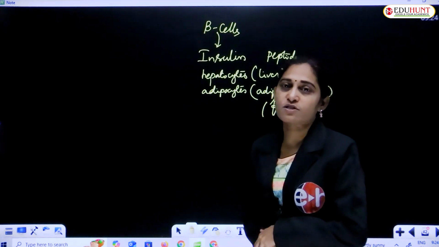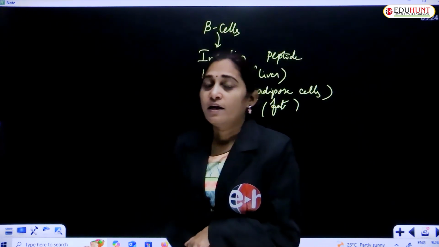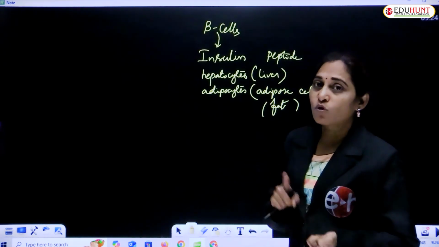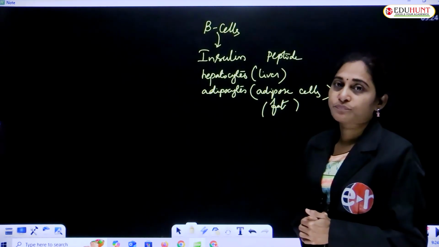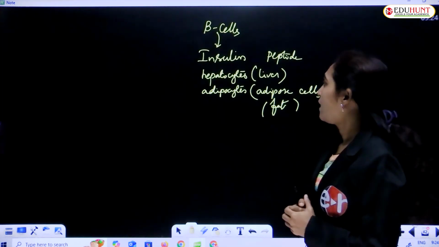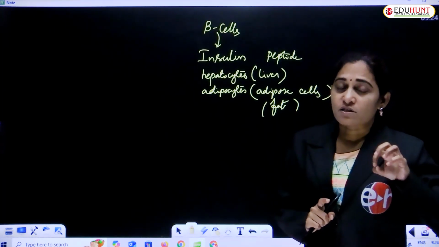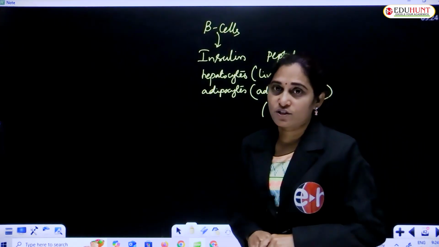How does it cause reduction of the cellular glucose level? It causes conversion of glucose to glycogen, and it also increases the cellular glucose utilization.